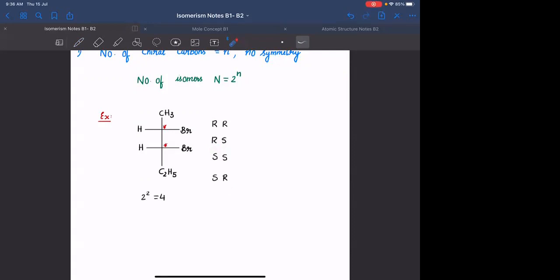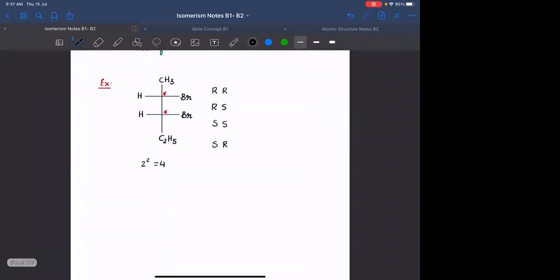Just like geometrical isomers. In geometrical isomers, if the molecule is symmetrical, then EZ and ZE are not 2 different compounds. They are the same compound. We discussed this, remember? Naming left to right gives EZ, naming right to left gives ZE. They are not two different compounds if the molecule is symmetrical. Similarly, if the molecule is asymmetrical, RS and SR are two different compounds. If the molecule is symmetrical, RS and SR will be the same. Clear? Okay.